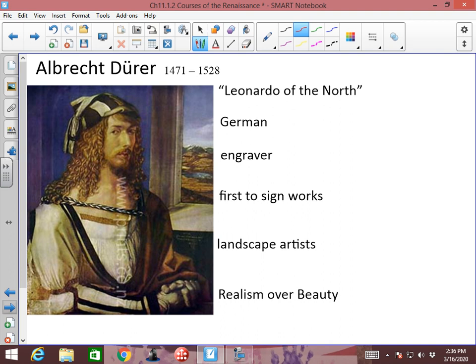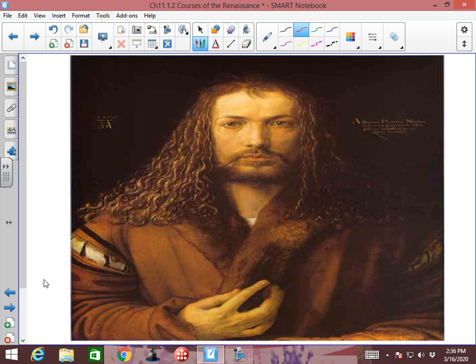This is a self-portrait. Not the greatest looking guy in the world. This is, you know, this is not the David. This is not the Moses of Michelangelo. This is another painting by Dürer. And if you're wondering what it is, yeah, he's kind of got himself dressed up there like Jesus.